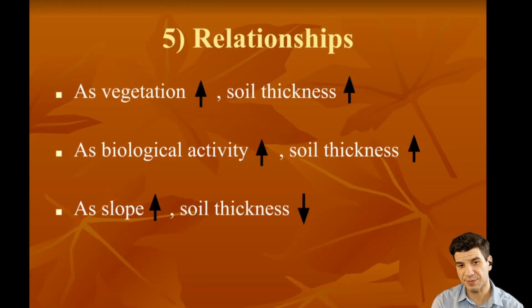So here are our relationships. As vegetation increases, soil thickness will increase. So the more plants, the more soil. That kind of feeds on itself. So the more soil, the more plants we're going to have. As biological activity moves up, we're going to have more soil. And it makes sense. The more rabbits we have in an ecosystem, the thicker the soil is going to get. Well, why would that be? What do rabbits do? All they do is eat and poo. And that waste that they leave behind decomposes and turns to soil.